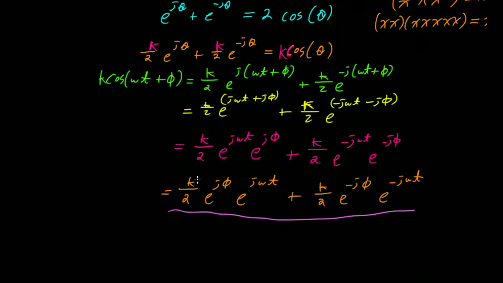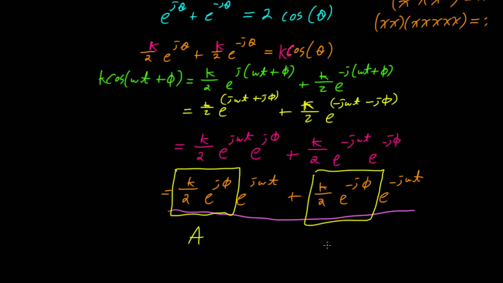This is my A, and this is my A conjugate. Everything is the same between these two numbers. I've just multiplied my phase up here by -1. And then I've got e to the j omega t here, e to the minus j omega t here.